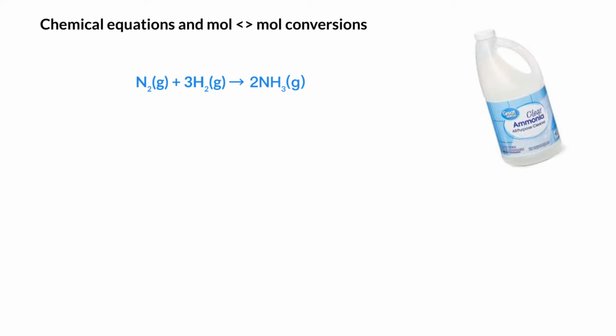So let's go ahead and take another look at chemical equations, and we'll see that they actually give us some really interesting information that we haven't used so far. So pretend we want to make some ammonia. Why might you want to make some ammonia? Well, you might want to clean your mirrors in your bathroom. Ammonia is wonderful at cleaning mirrors.